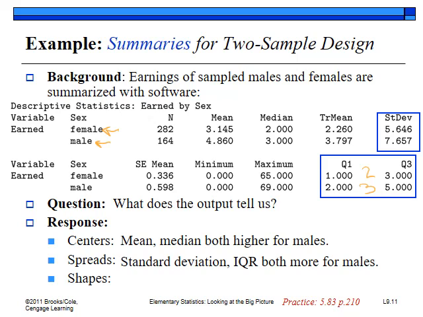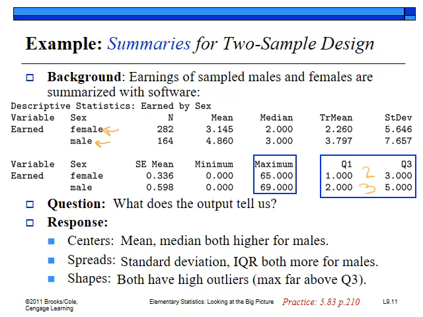Finally, we can get a little bit of a sense of the shape of each distribution by noticing that the maximum value for both are far, far higher than Q3, which means that we're definitely going to have high outliers for both. Noticing also that the mean for both is above the median, we have strong evidence to suggest that the data are skewed to the right.